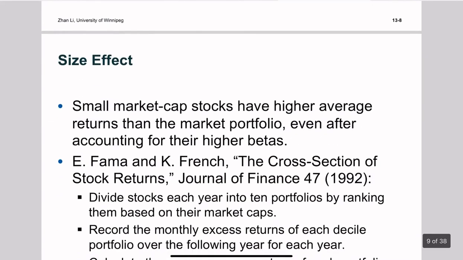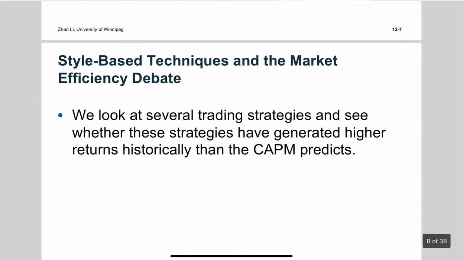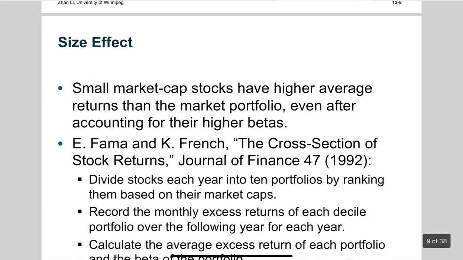Now let's see some empirical evidence. We will look at several trading strategies and see whether these strategies will give us positive alphas. The first one is the trading strategy based on the size effect. This is actually a very famous result. The general result here is that small market cap stocks have higher returns than the market portfolio. Or put it simply, you can get positive alphas from investing in small cap stocks.